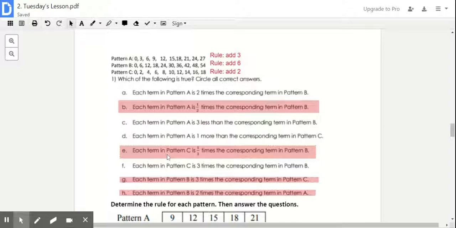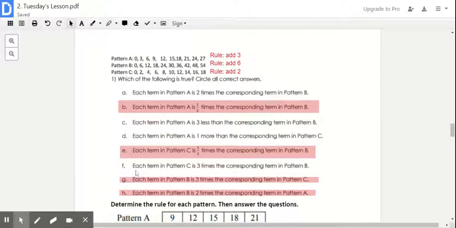E, each term in pattern C is 1/3 times the corresponding term in pattern B. Why did I say yes to this? Exactly, because I know if I did 6 times 1/3, it gives me the 2. Clearly, I'm multiplying by a fraction less than 1, so it's going to lead me to a number that is less than my original factor. And I also can reverse this and think of it as 2 times 3 equals 6, 4 times 3 equals 12, so on and so forth.